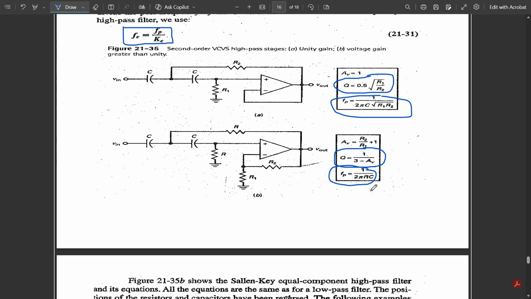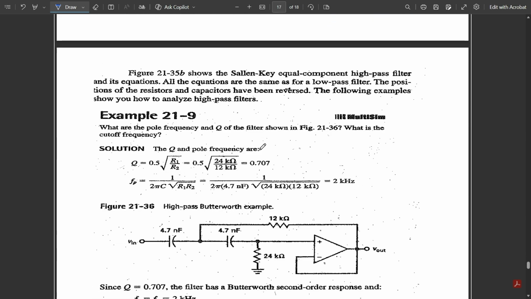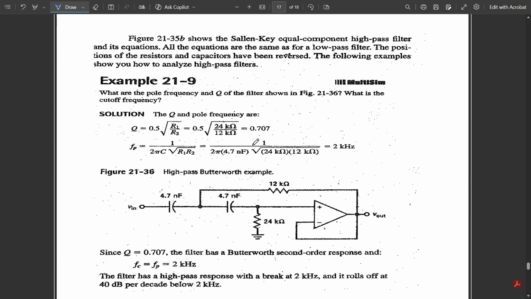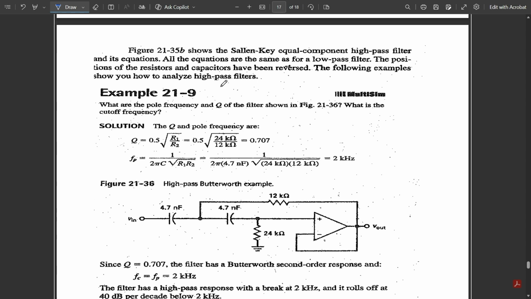Okay, and the pole frequency is also changed, that is Fp is equal to 1 divided by 2 pi RC. Okay, why RC? Because both the capacitor as well as resistor value are the same, right? So directly you could be writing it as RC. Okay, so these many differences are very important for you guys to know with respect to Sallen-Key equal component high pass filters.